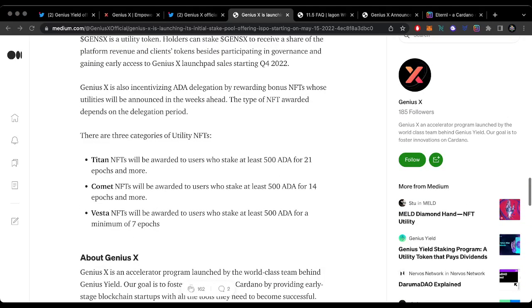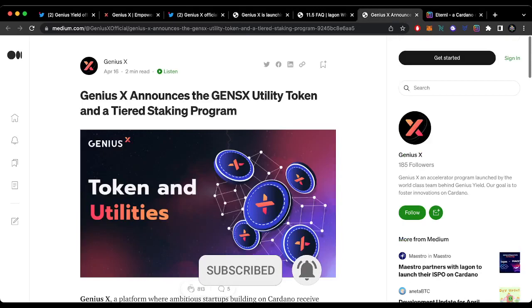And guys, there's a lot more to unpack and announce, not just when it comes to Genius Yield, but also when it comes to Genius X. Okay, there's utility tokens, staking programs, all sorts of things. So wait for that video. I'll be doing a separate video talking all about Genius Yield, their partnerships and everything else. And I'll also mention the Gens X utility and tiered staking program in that video.